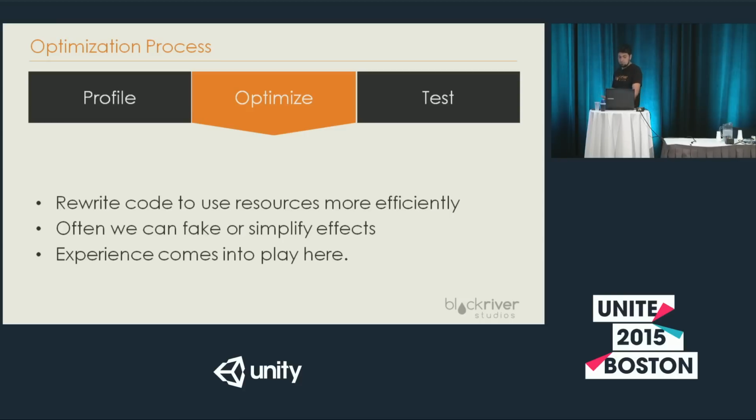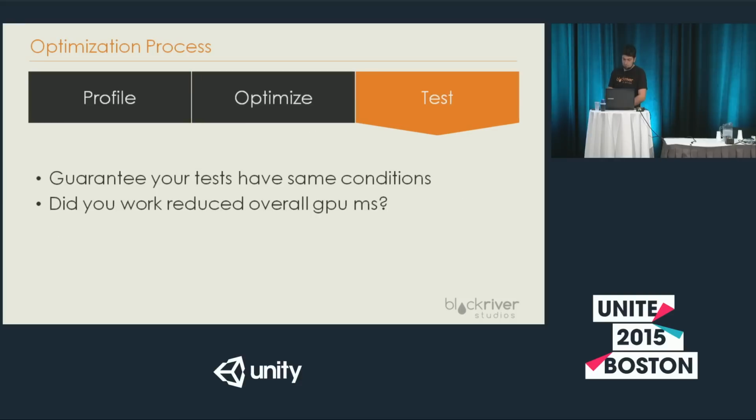So in those cases, experience comes a lot into play to make decisions to optimize hot zones. After you profile and optimize, you need to test to see how much you saved. One thing you have to be really careful about is that the first scenario you profile has to be exactly the same scenario you test, or you might get different results. That might get tricky, but we try to get exactly the same scenario. And you have to ask yourself, how many milliseconds did you save by that?